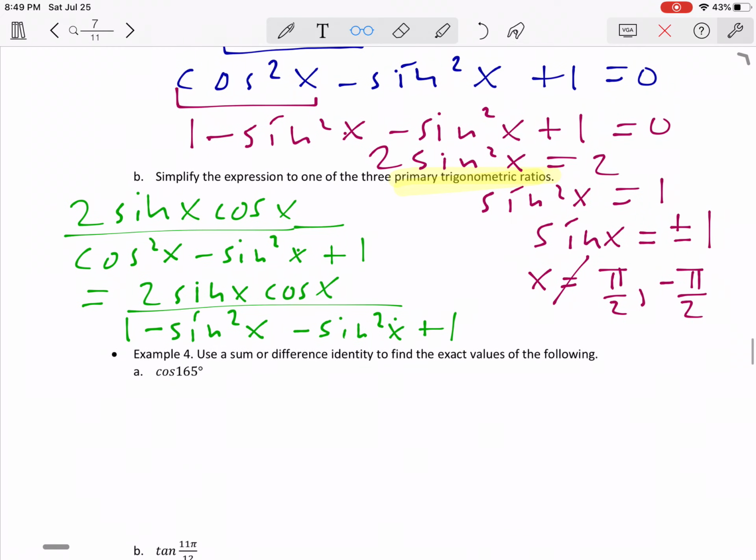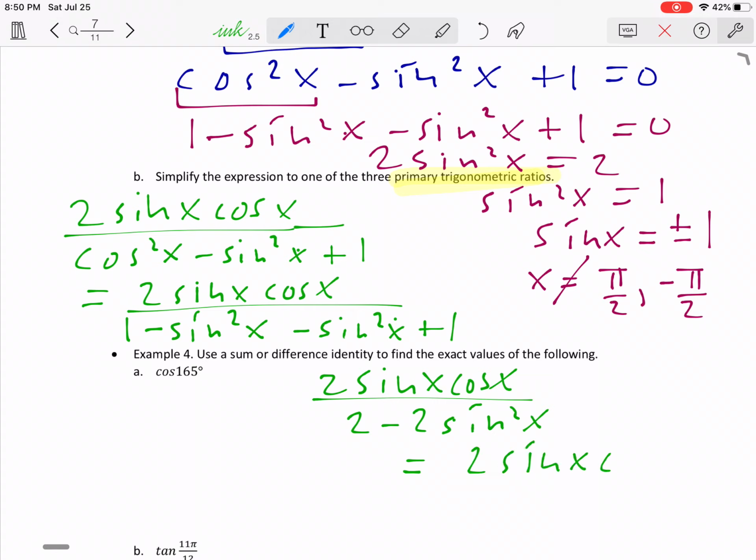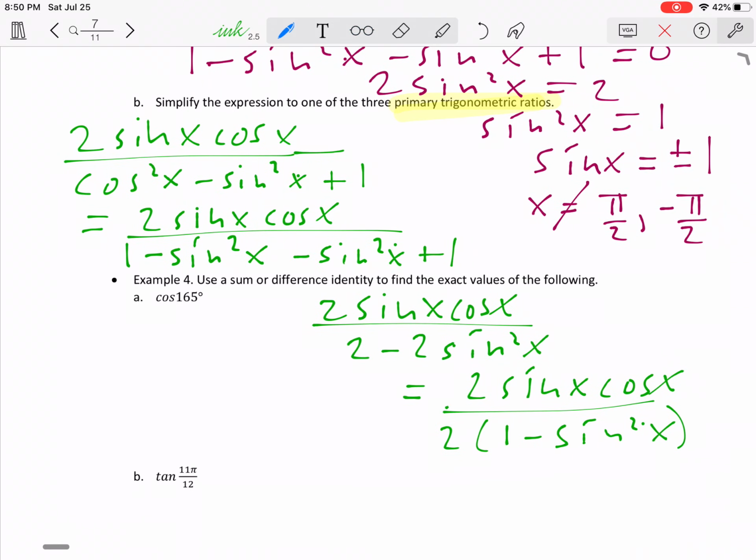Okay, and then what happens here is you're going to get 2 sine x cosine x over 2 minus 2 sine squared x. And so what you can do here is factor out the 2 on the bottom. So that's going to give you 2 sine x cosine x over 2 times 1 minus sine squared x. Okay, and so what happens here is the 2's cancel out, and then you get sine x cos x, and that 1 minus sine squared x is equivalent to cosine squared x.